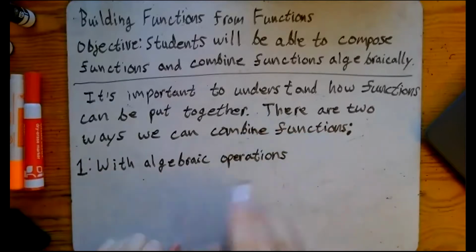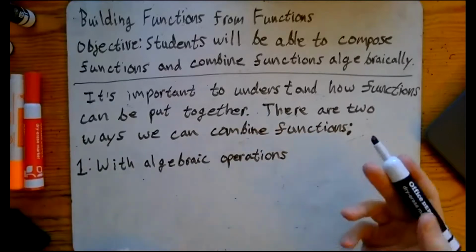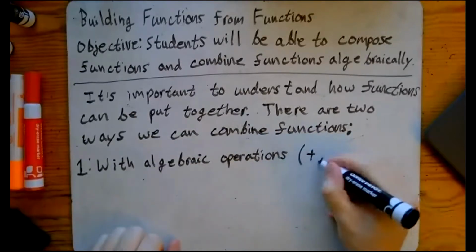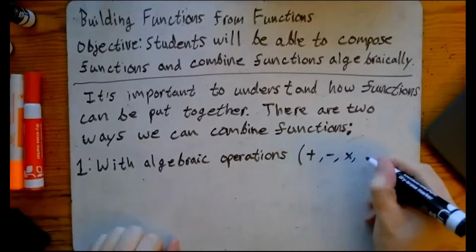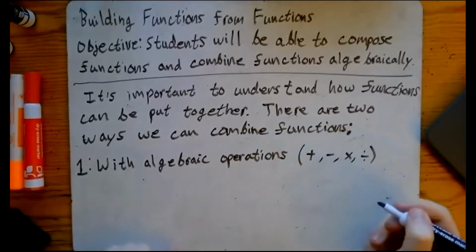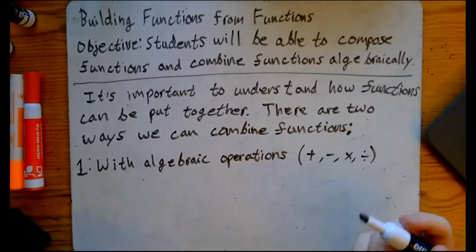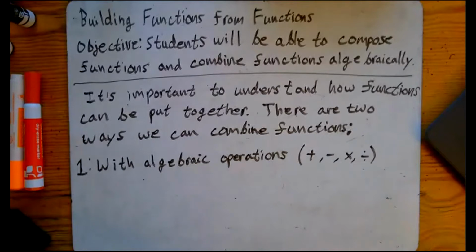So, what are the algebraic operations? Well, you know what the algebraic operations are. You use them many times. Addition, subtraction, multiplication, division. We can combine functions by adding them together, subtracting them from each other, multiplying them together, dividing them with each other.